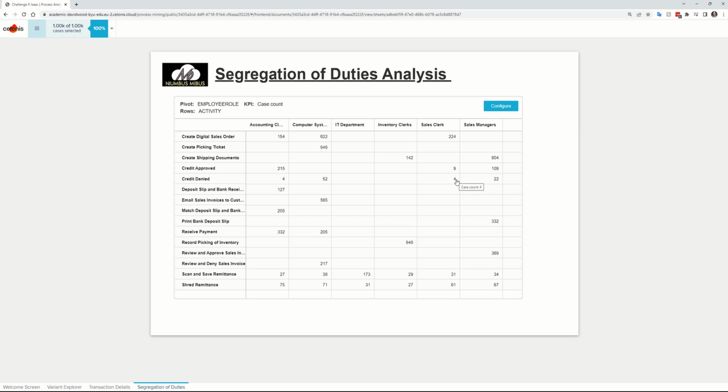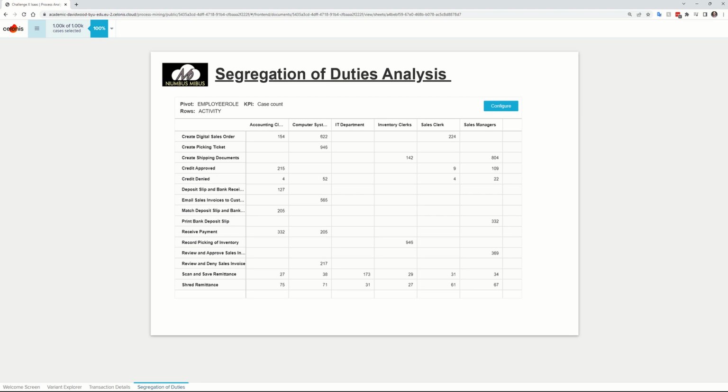So that may be something I bring up, as well as the fact that the sales manager is reviewing and approving the sales invoices while also printing and doing the bank deposits. There's some room for some fraud there as well. And that may be something that I would bring up to my manager, but at the end of the day, it could be nothing.